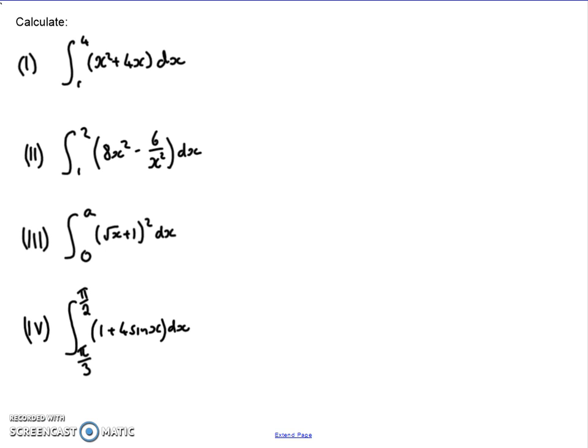I want to calculate these four integrals. So the first one is the integral from 1 to 4 of x squared plus 4x dx. The second one is the integral from 1 to 2 of 8x squared minus 6 over x squared dx. The third one is the integral from 0 to a of the square root of x plus 1, all squared, dx. And the fourth one, integral from pi over 3 to pi by 2 of 1 plus 4 sine x dx. So pause the video and have a crack, come back and check your work.